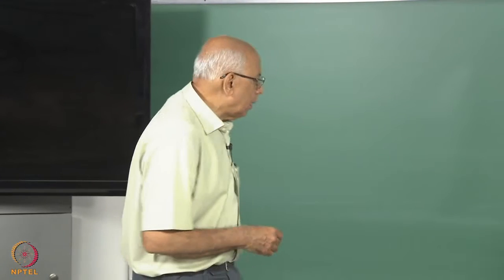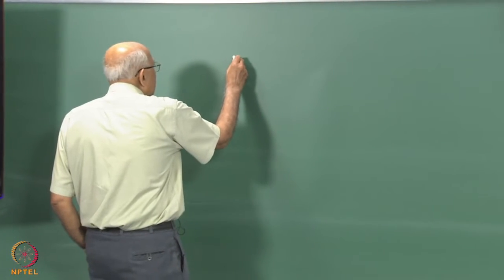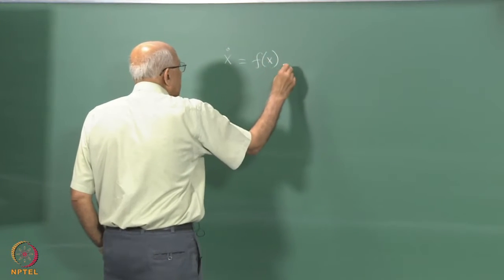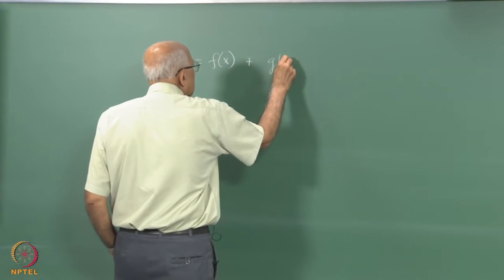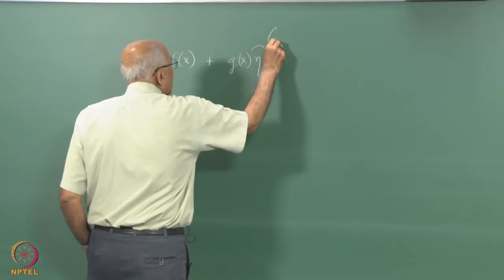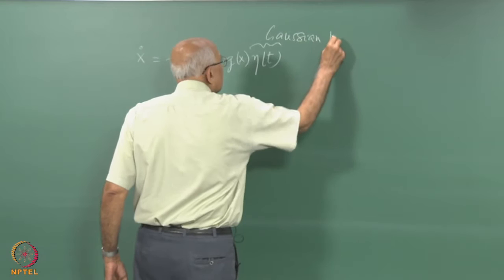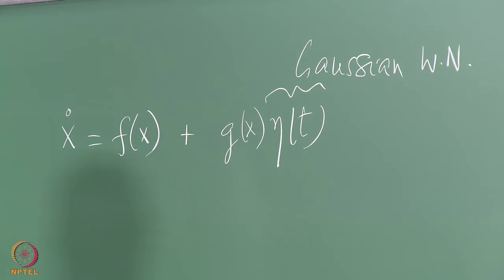So to refresh your memory, we've been talking about a Langevin equation of the form x dot equal to some f of x plus a g of x times white noise. This is Gaussian white noise, delta correlated in the usual fashion.